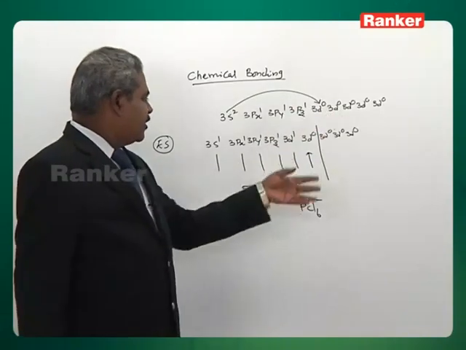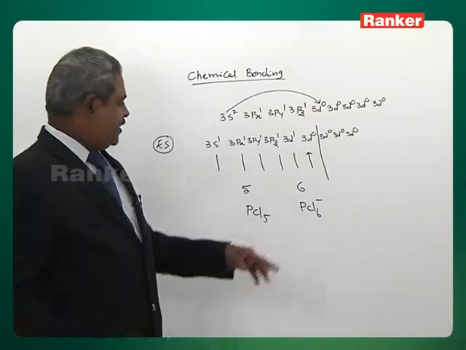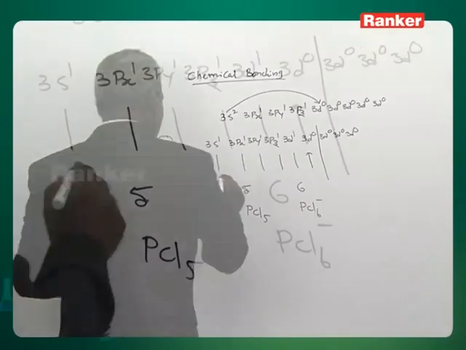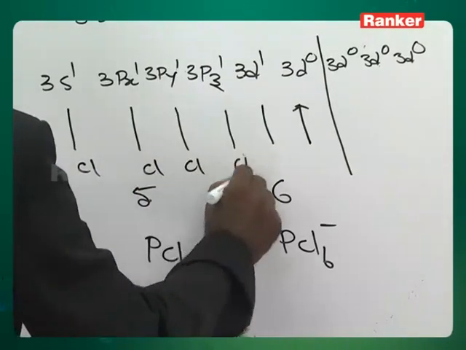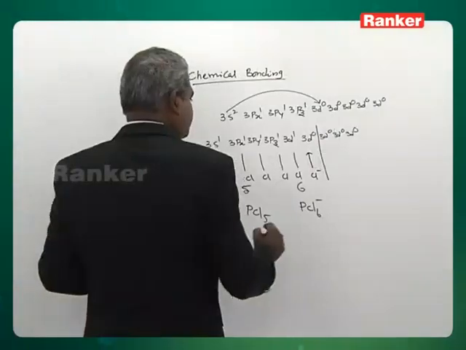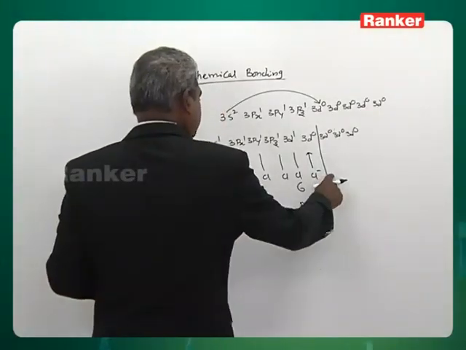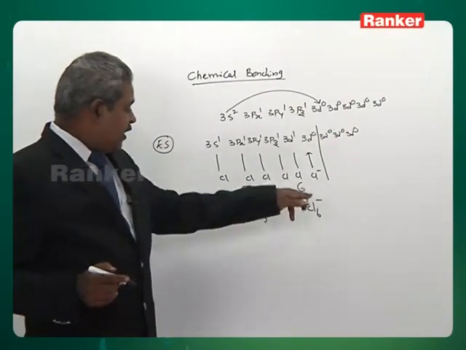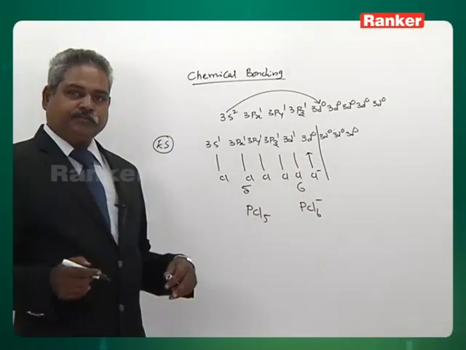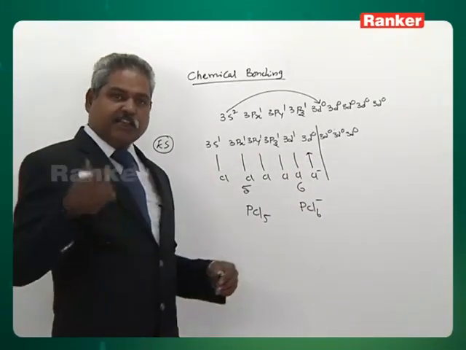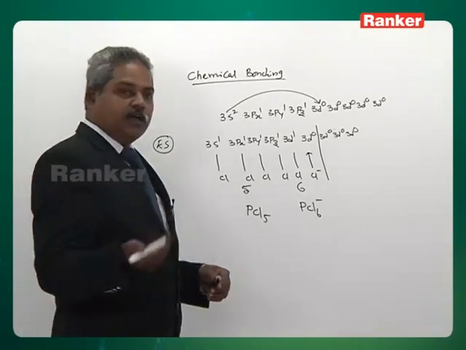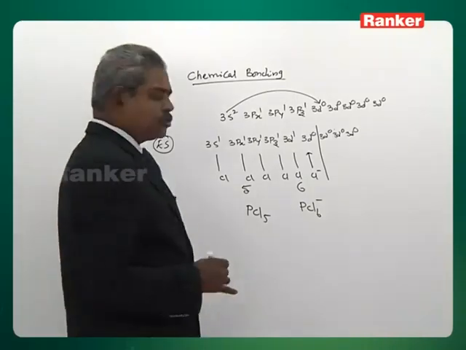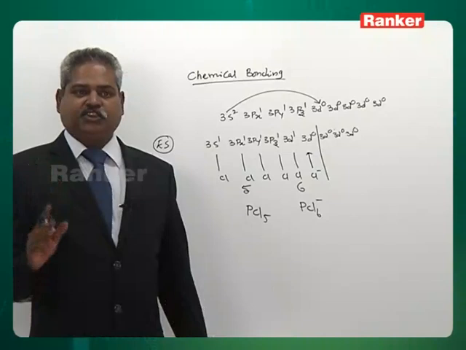Now, you may get a doubt. Sir, there are more vacant orbitals. Why don't you go on accepting, like PCl7 2 minus? Here, who are involved? Chlorine, chlorine, chlorine, chlorine. This is Cl minus. So one more Cl minus, one more bond, another Cl minus, another bond, like that. Why can't you form PCl9 4 minus? After PCl6 minus, you don't see any further accepting on the part of phosphorus. So, why not more than 6? In most cases, the maximum covalency is 6.